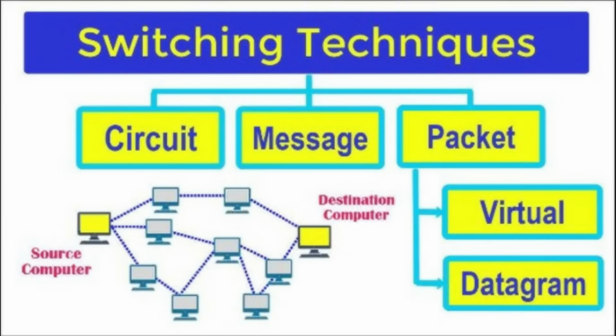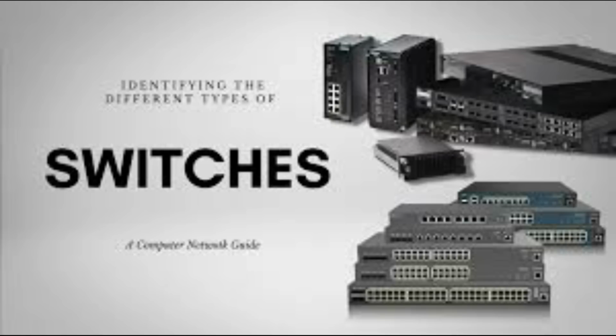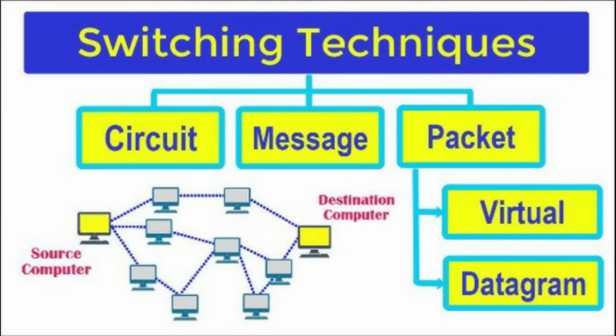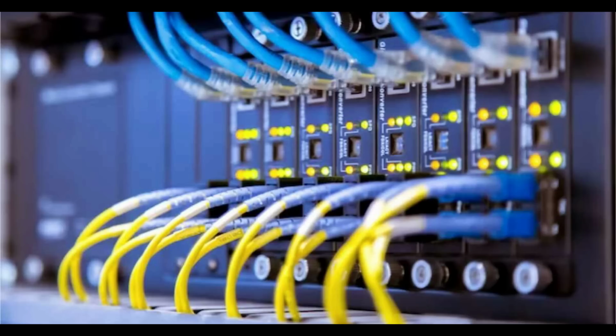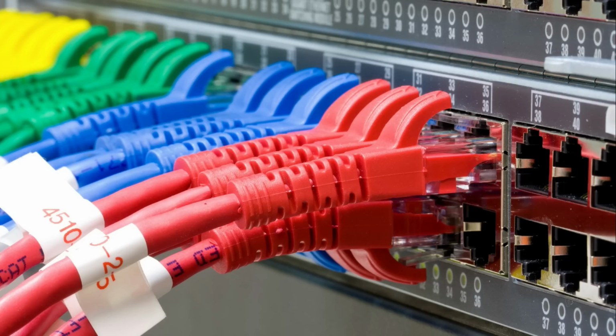Unmanaged switch. This unmanaged switch has a simple plug and play design and no advanced configuration. The managed switch offers advanced configuration such as VLAN and link aggregation. Smart switch. This switch has features similar to a managed switch but typically with simpler setup and management. Layer 2 switch. This operates at the data link layer, uses MAC addresses, and is responsible for forwarding data between devices on the same network segment.